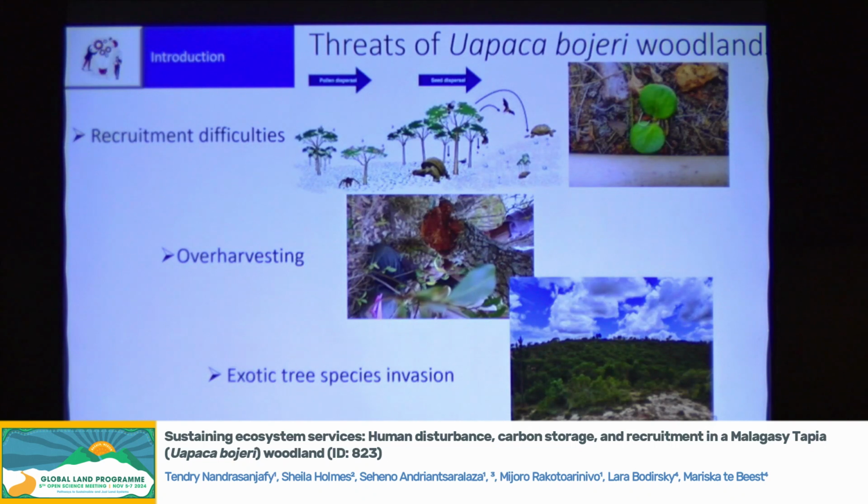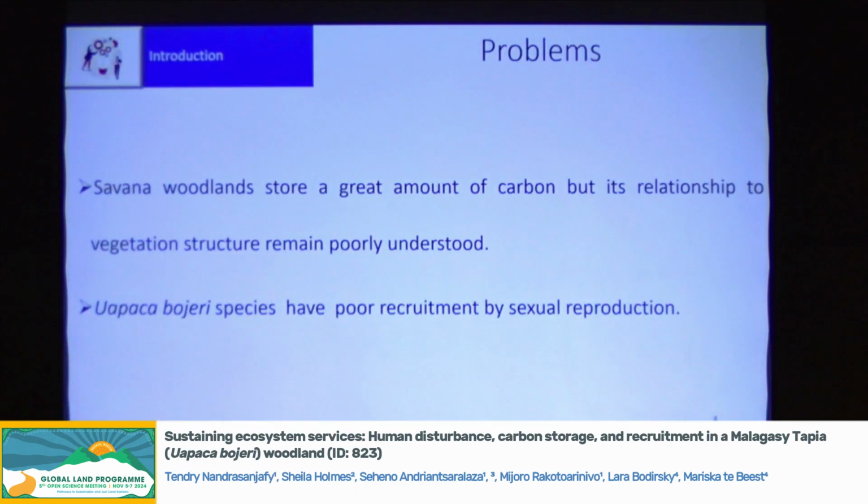This ecosystem is threatened mainly by the recruitment difficulties of the main species, which is Uapaca bojeri, colloquially named tapia, over-harvesting, and exotic tree species invasions. And then from these threats arise the following problems. Savanna woodlands store a certain amount of carbon, but its relationship to vegetation structure remains poorly understood. And Uapaca bojeri has poor recruitment by sexual reproduction.